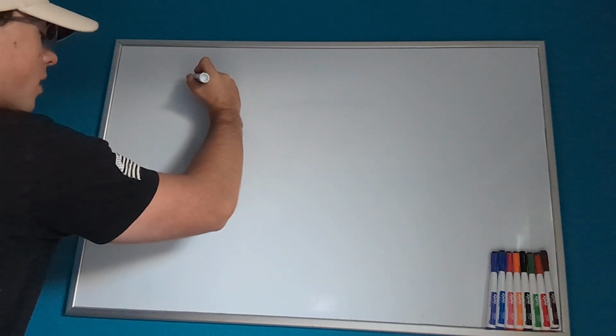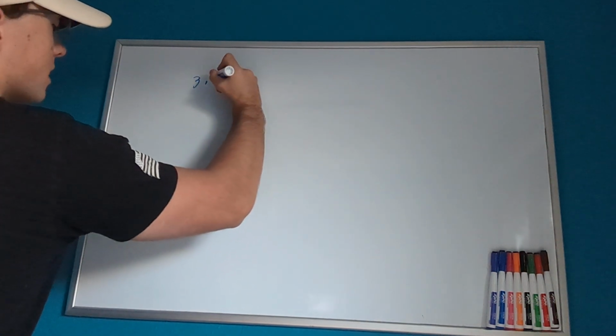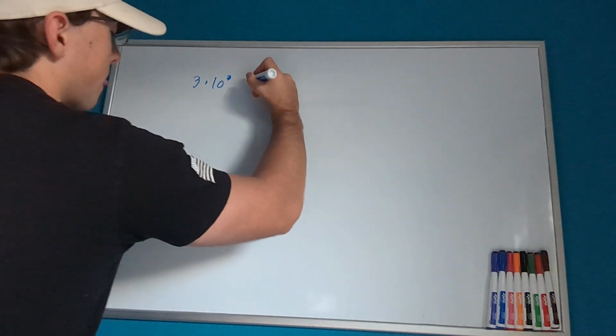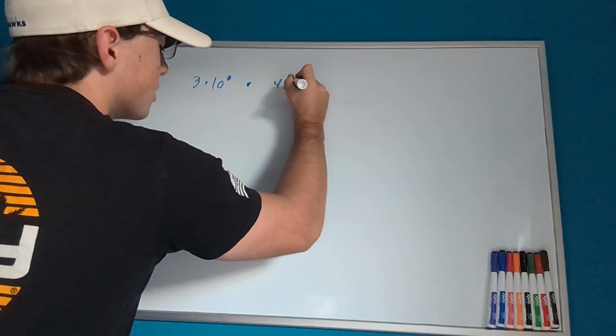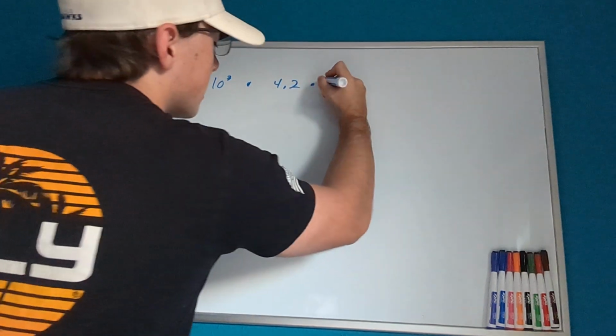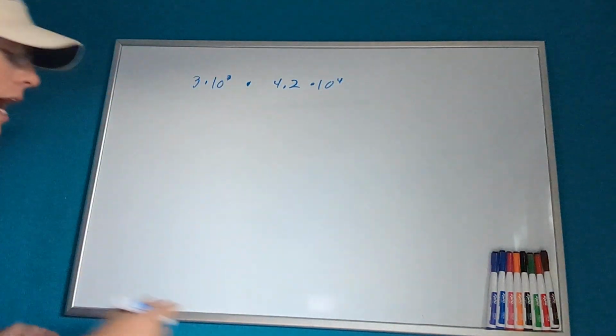Now, let's think about what would happen if we needed to multiply two numbers in scientific notation. Let's say we wanted to multiply 3 times 10 to the third, then multiply that by 4.2 times 10 to the fourth. How do we do this?